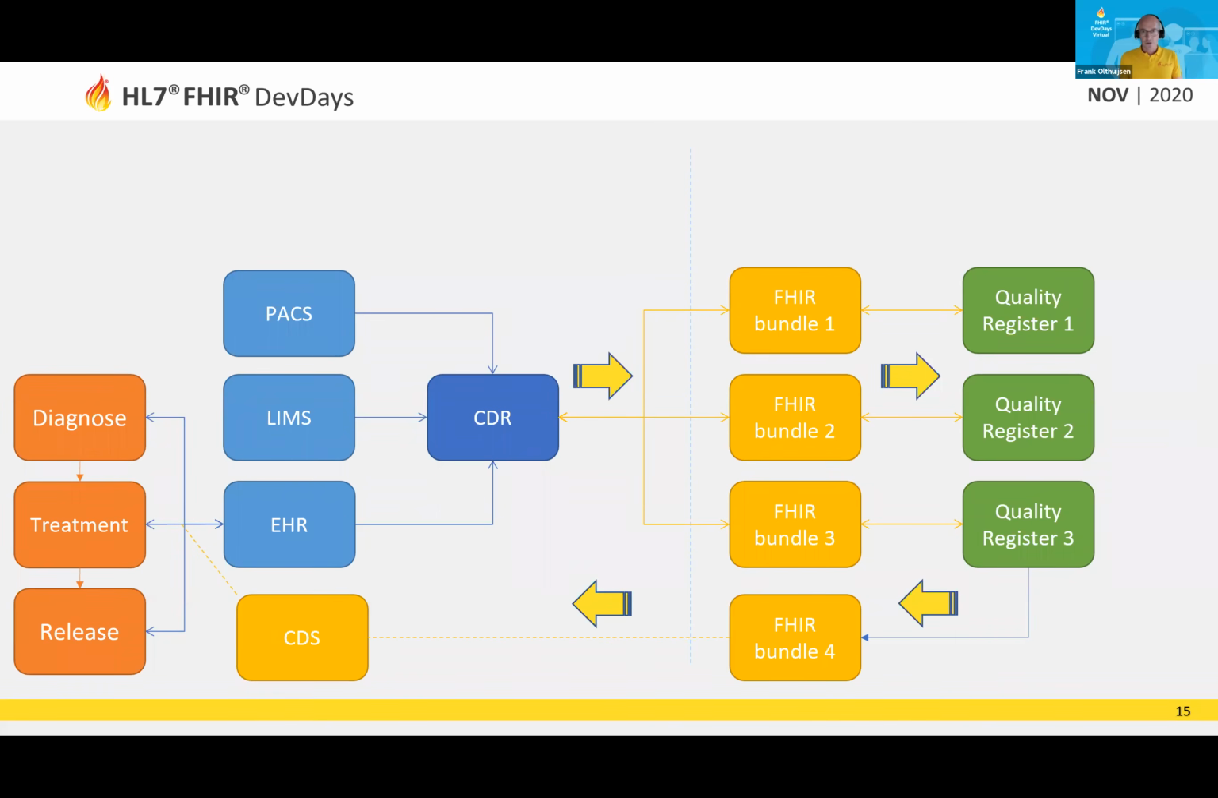Now, the whole purpose of a quality registry, as I mentioned, is to come up with suggestions on how to improve treatments. This information can be fed back to the hospital and used for clinical decision support. That way we can increase the likelihood of all the required data being entered during the diagnose, treatment, and release process.